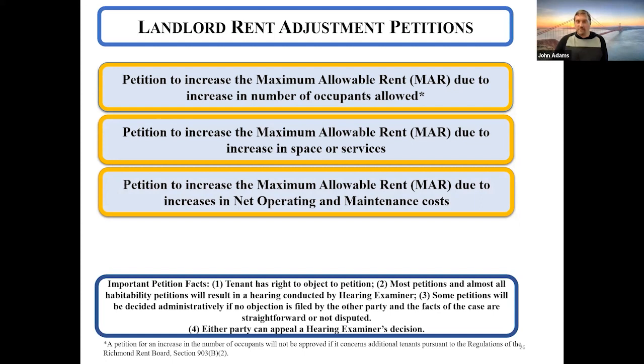Essentially, this is the claim by the landlord that their costs of the rental property is not keeping up with its income.